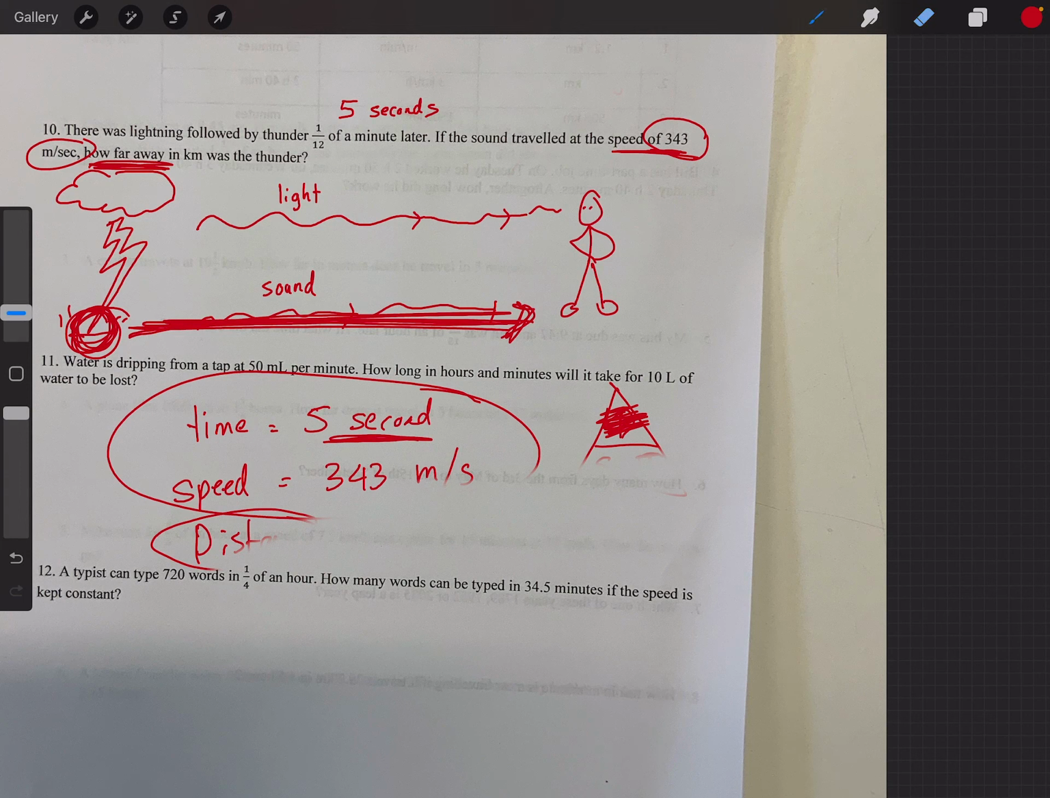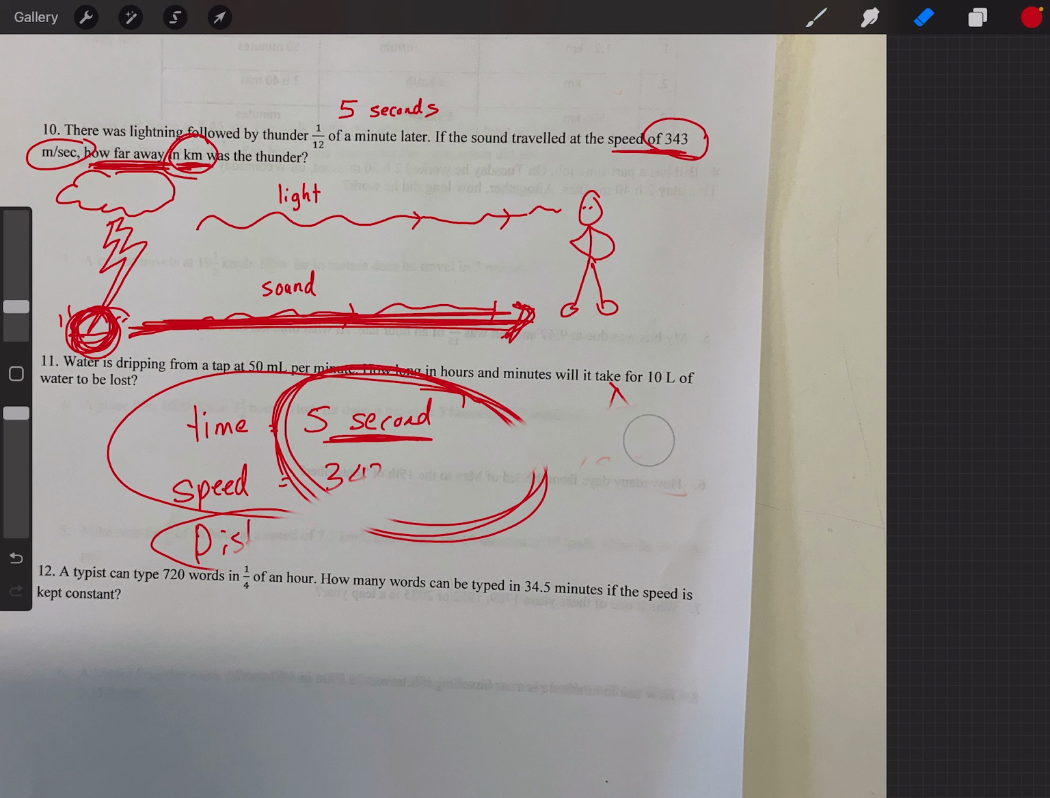But one more thing, it says how far in kilometers. So once you multiply this, 5 times 343, you're going to get the answer in meters. Then you're going to change it to kilometers by dividing it by 1,000. And that's it.